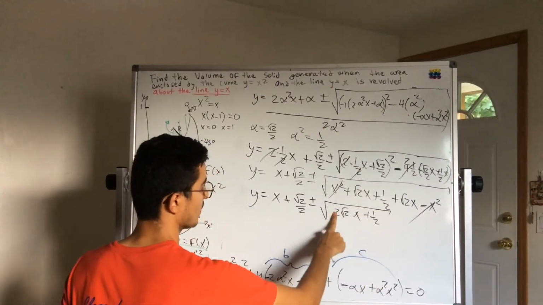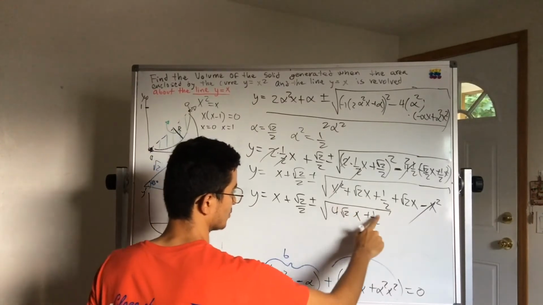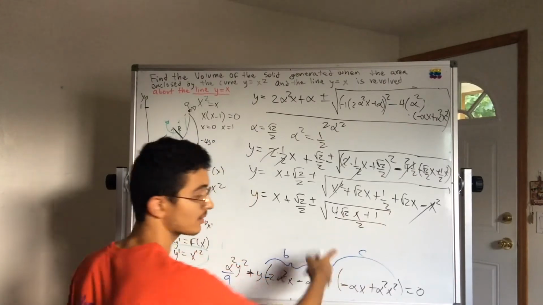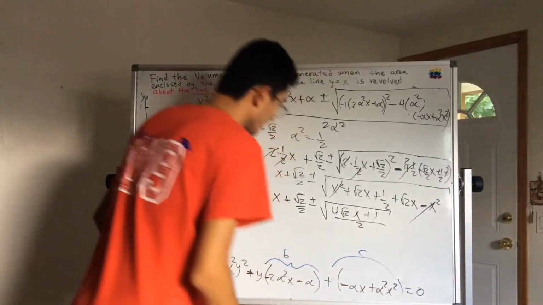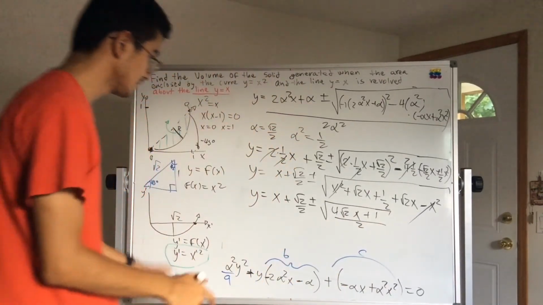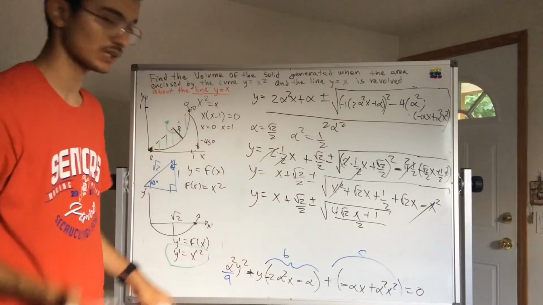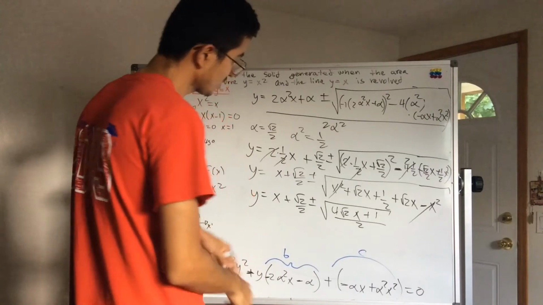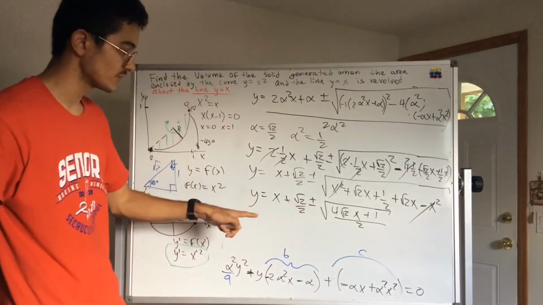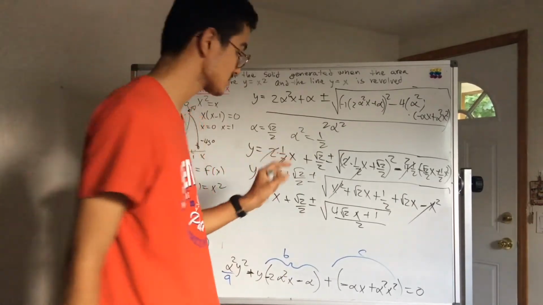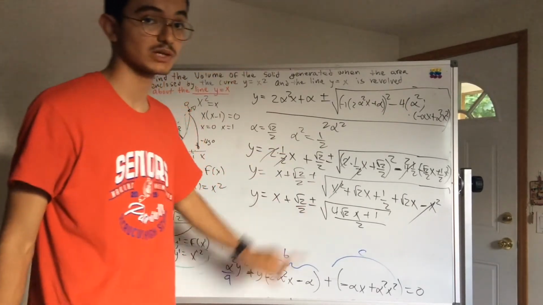So we're going to have 4 root 2x plus 1, all of that divided by 2. But that's under the radical sign still, right? Very well. So this is the function that we're looking for. This is y equals f of x. But the problem is, since we're doing the quadratic formula, we have a plus and a minus. So we have to choose which sign is going to be correct.